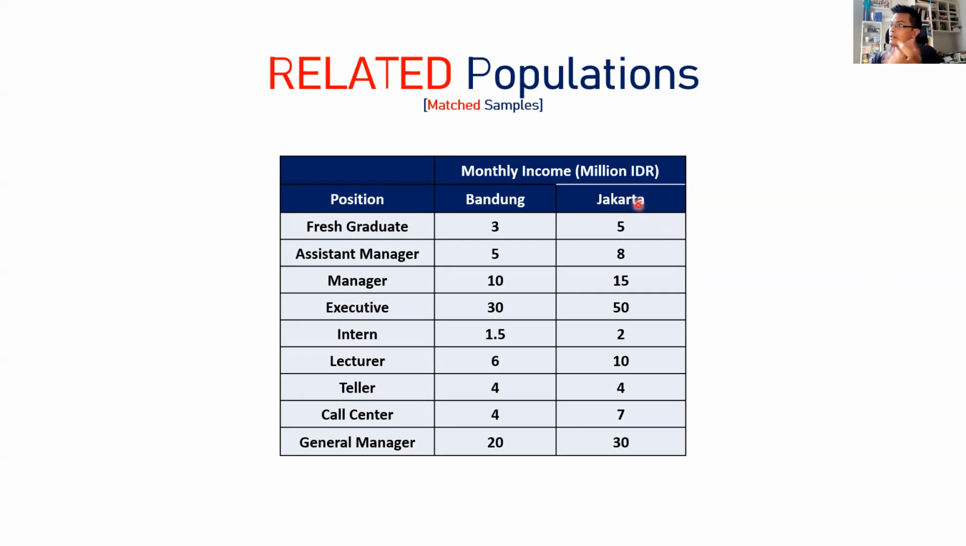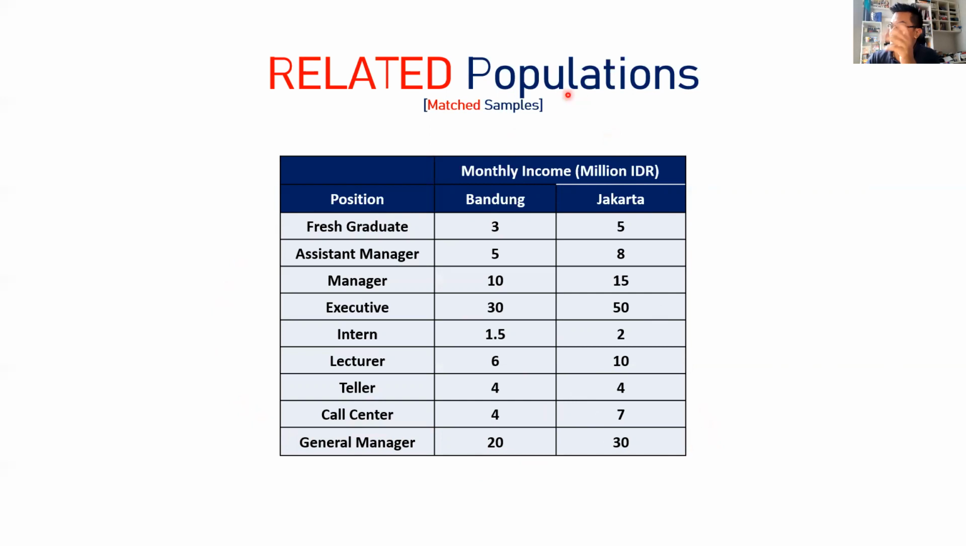Then the respondents data table that we have has a similar paired characteristic, which is fresh graduate. And then for the second respondent, for example, I want to look for someone with another background, for example, a general manager. Okay, you're a general manager, what is your salary in Bandung? 20 million. And then in Jakarta, I also seek a respondent who is also a general manager, and then I record it.